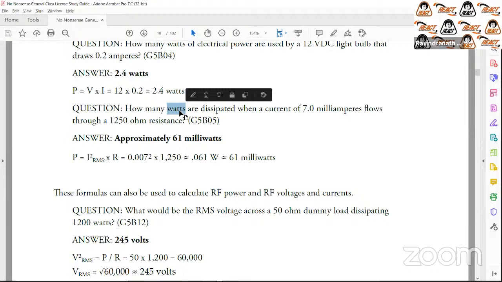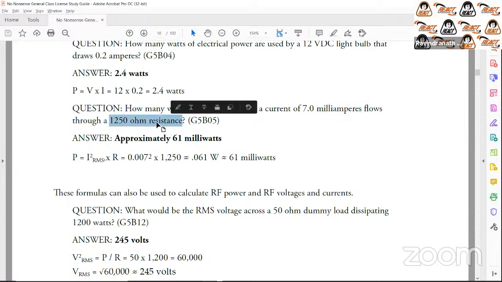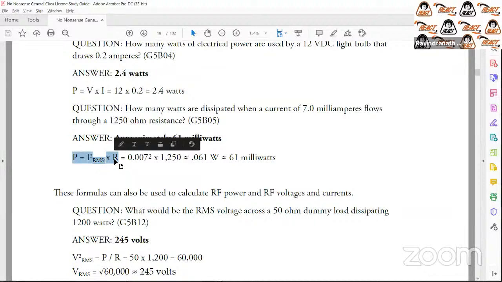But what did they give us? Which formula should we use? Let's see what they have provided to us. They have provided to us the current, 7 milliamperes. What have they also given us? They have given us resistance, 1250 ohms. So they have given us I, which is current, and they have given us R, which is resistance. And which power formula do we know, power is equal to something that has I and R? Well, we learned it's P is equal to I squared R, or I squared RMS R.